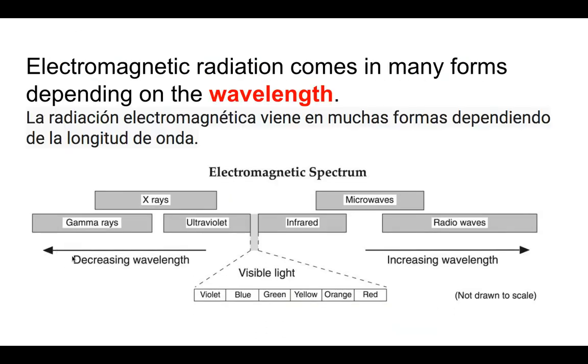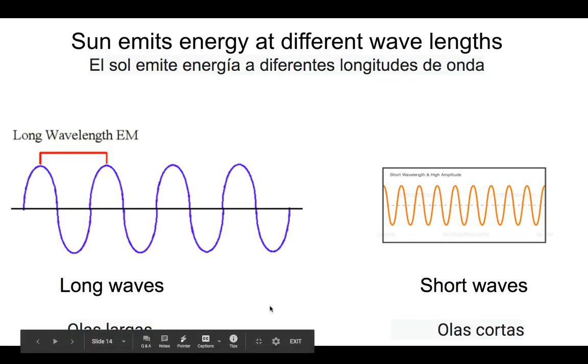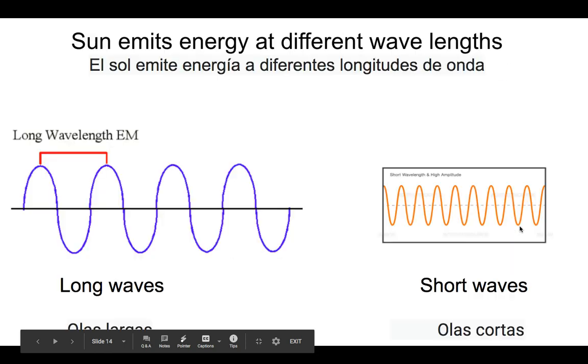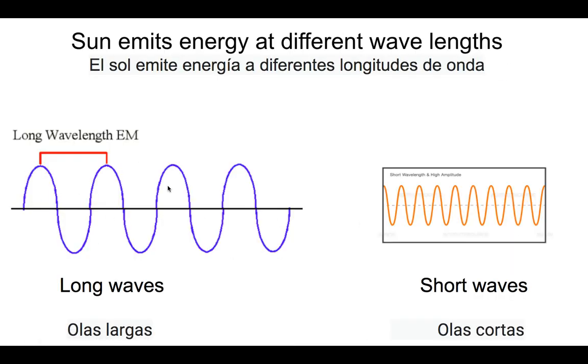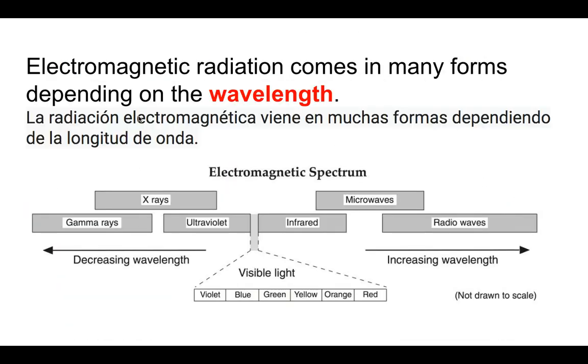Now again, just remember decreasing wavelengths. If wavelength is decreasing, it's becoming shorter. It starts to look like this. If the wavelength is increasing, like we see here, these are longer wave radiation. So long wave radiation looks like this. I really should have flipped this. We're going to come back here.